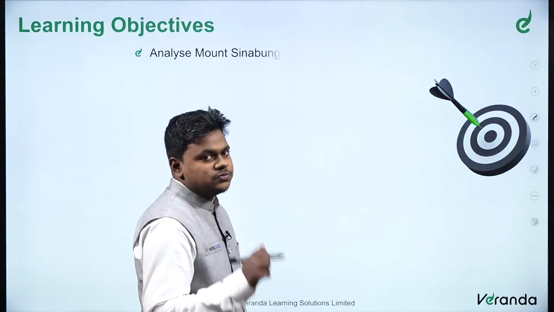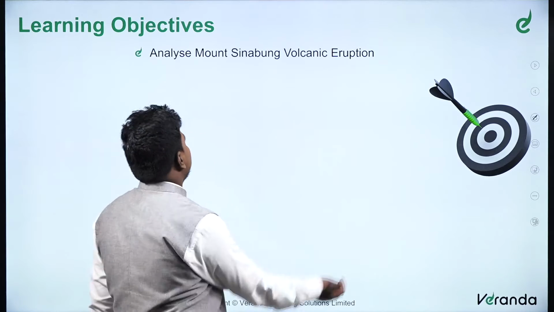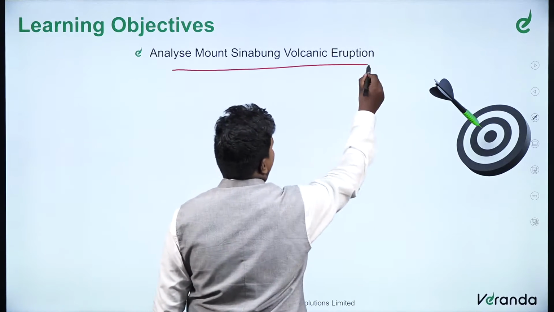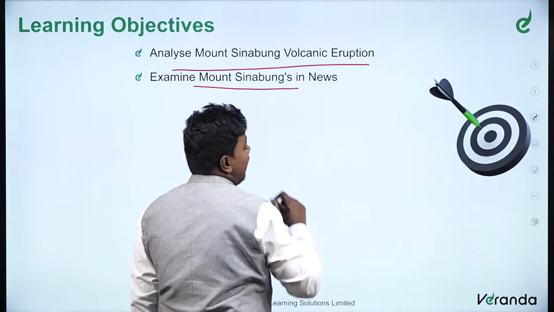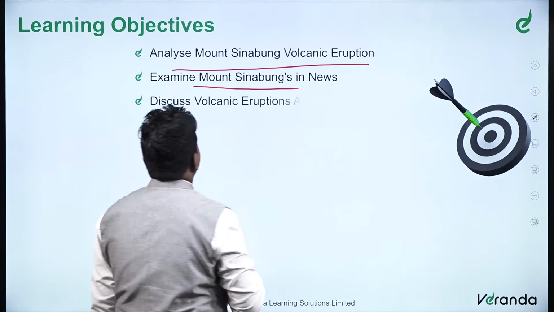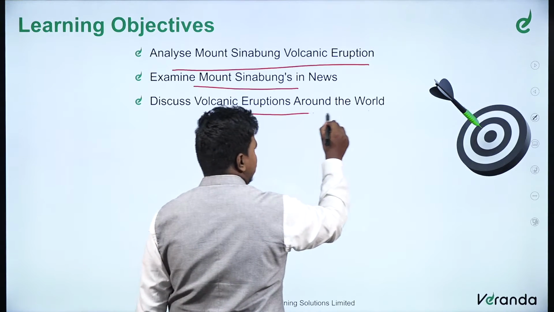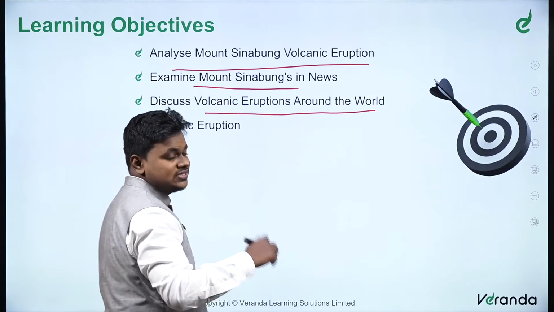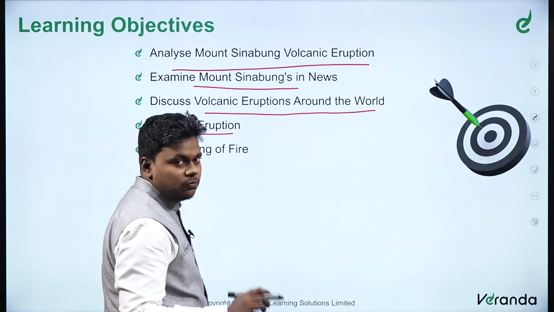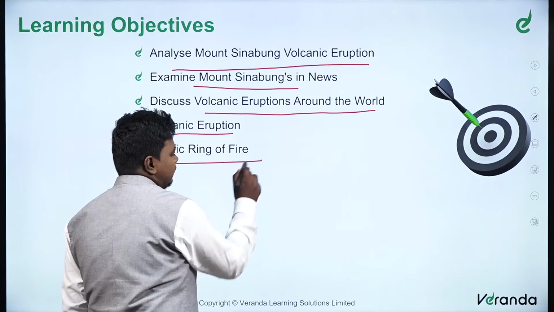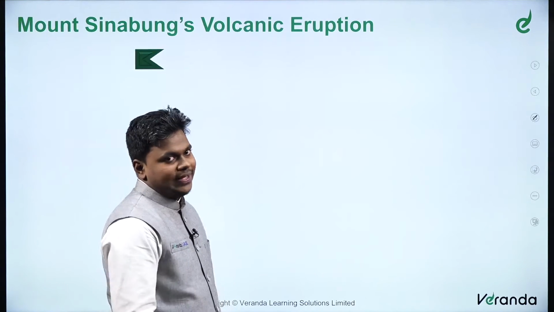So, the learning objective of today's LU is to analyze the Mount Sinabung volcanic eruption, to examine why it is in the news, to discuss volcanic eruptions around the world, to discuss volcanic eruptions in common, and also to discuss the Pacific Ring of Fire. So let's get into the LU.